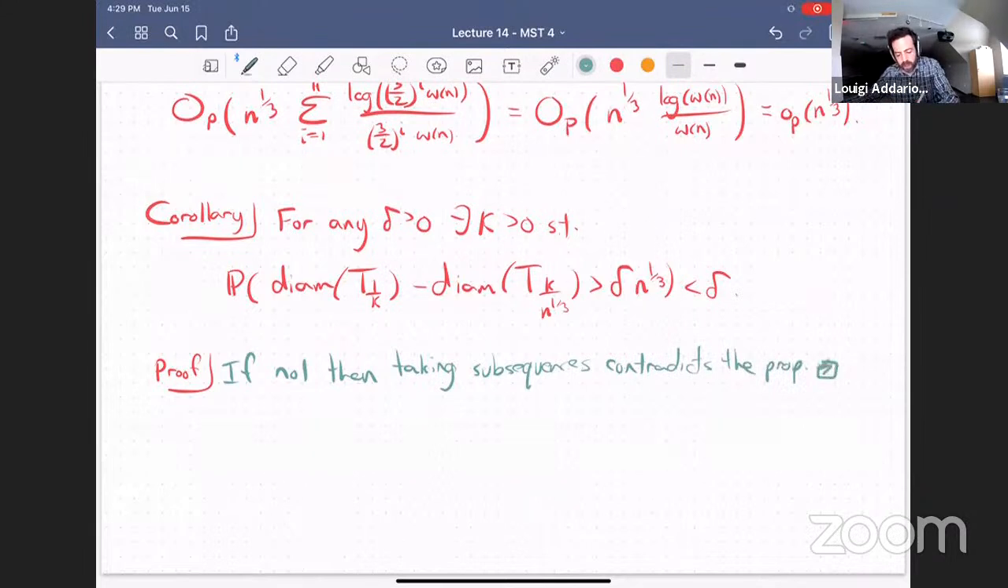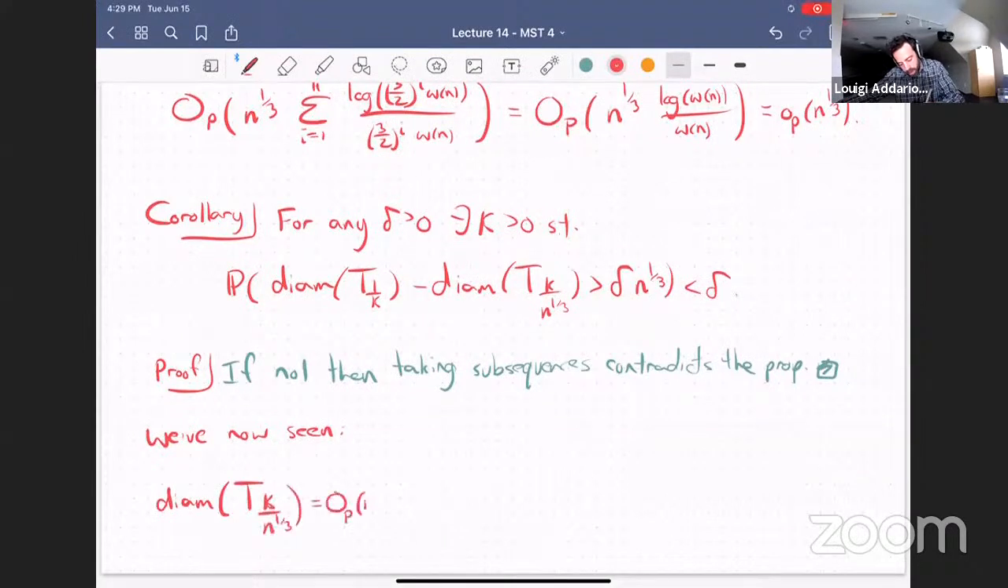Okay, so we've now seen all the pieces. We saw that the diameter at time k over n to the third is order n to the third, right? We saw that the diameter at time 1 over k is at most order n to the third bigger than it was at time k over n to the third.